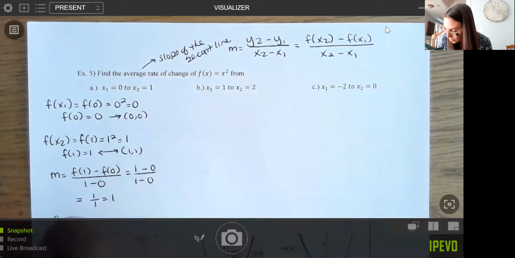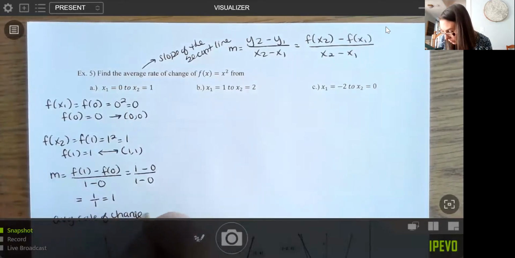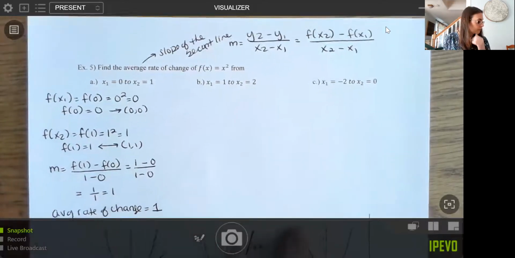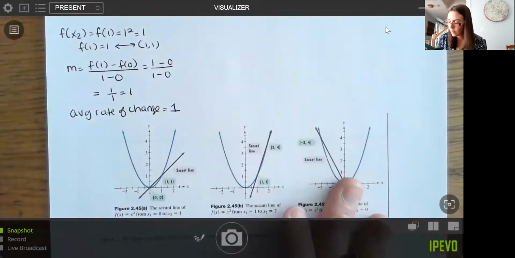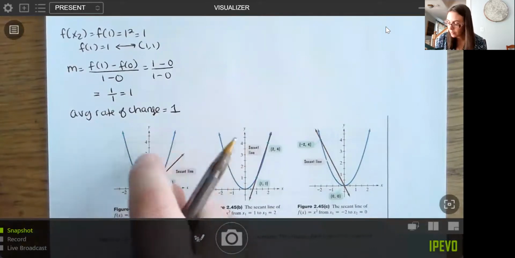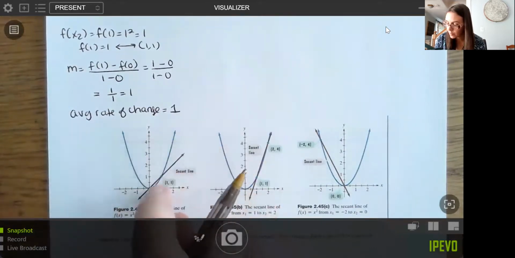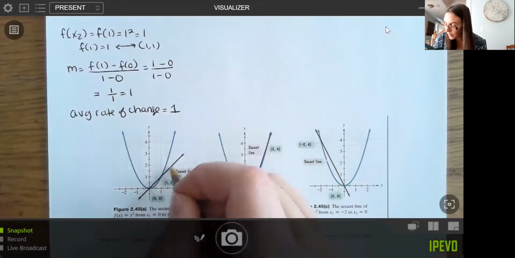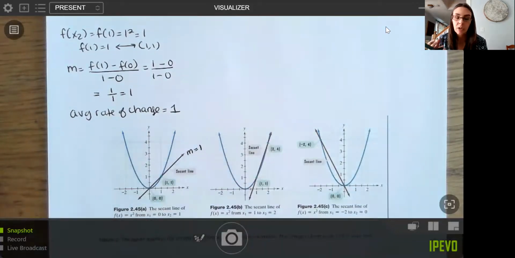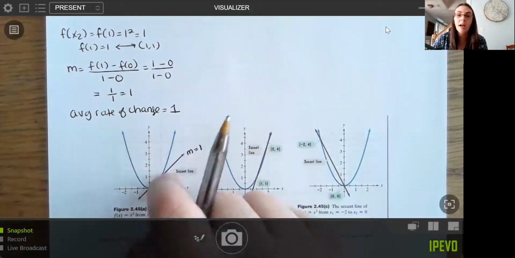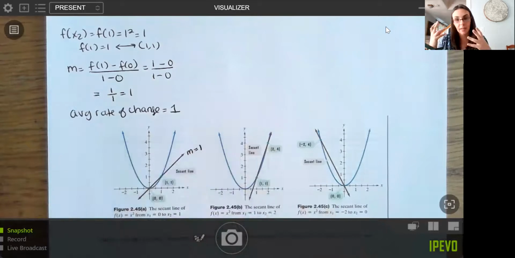So our average rate of change is equal to 1. If you look at the picture here, that's this graph below. Here's the curve, and here are those two points. There's the point (0, 0) I found for you, and (1, 1). And here's the secant line in between. What we're saying is that the slope of that line is 1. That's the average rate of change. Notice the line is going upward. It's positive, so it makes sense that our answer is also positive. 1 is a positive number.